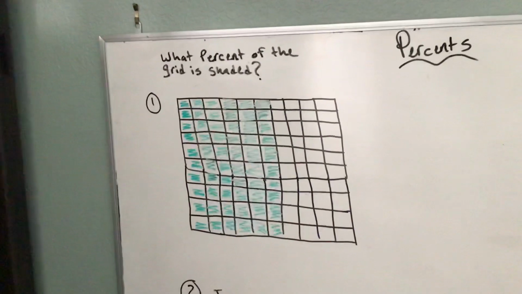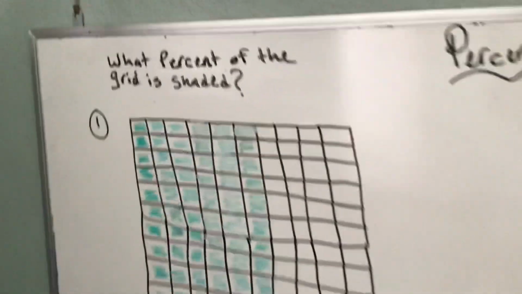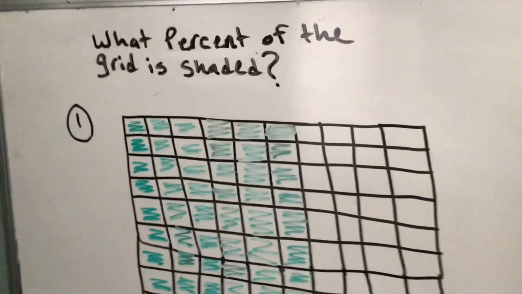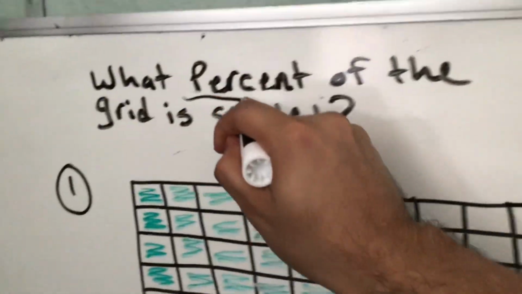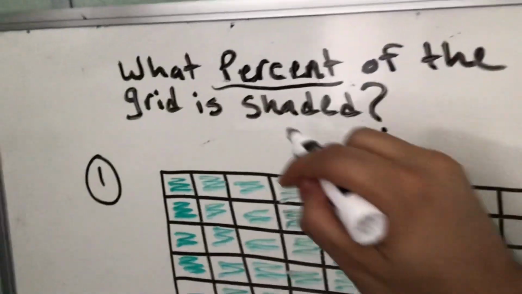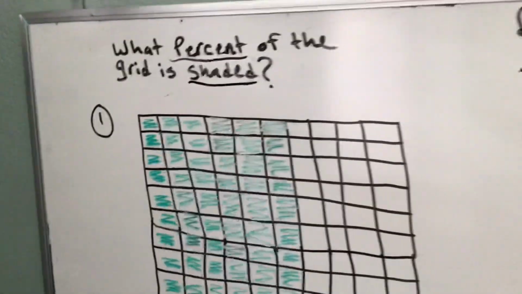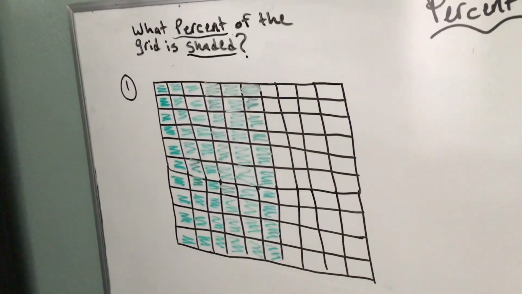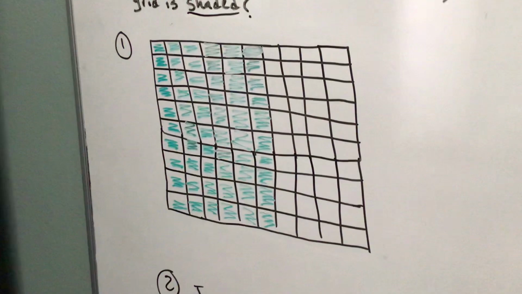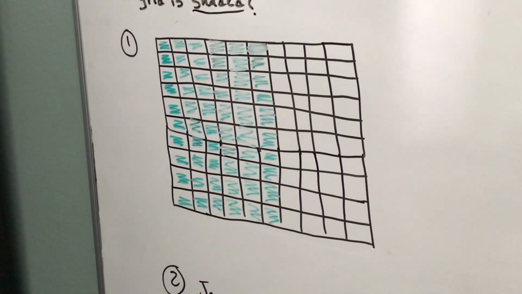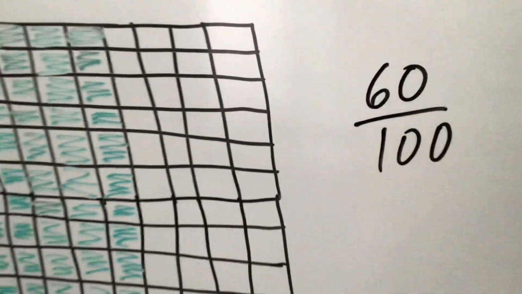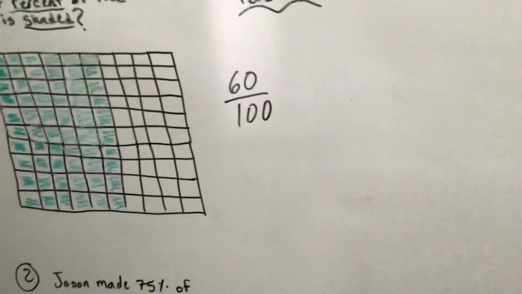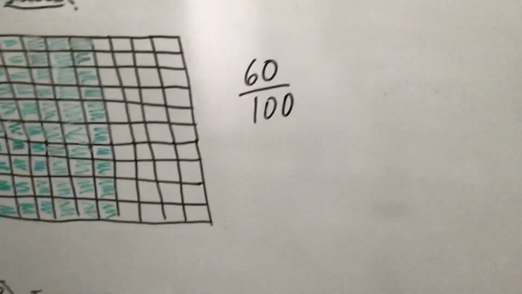All right, so the question says, what percent of the grid is shaded? One thing I need to do is label my keywords. I want my answer as a percent, and I need to concentrate on the squares that are shaded. So with that being said, I need to count all the squares that are shaded. So I see 10, 20, 30, 40, 50, 60. And then I know that there are 100 equal squares. So 60 out of 100.